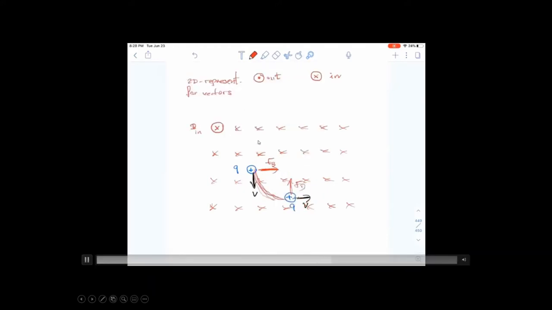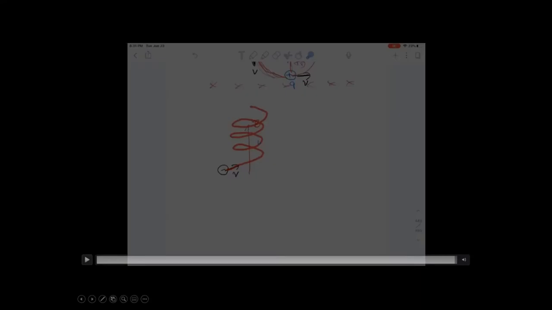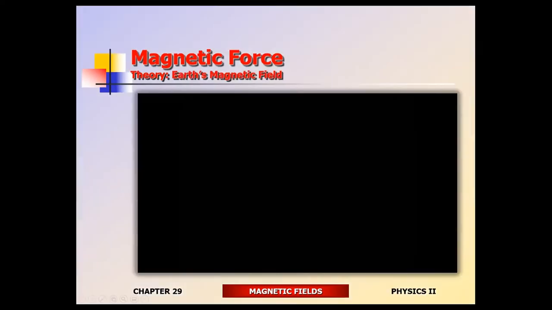So what's going to happen is it's going to cause the charged particle to become deflected into a circular motion. All right, because the force is at right angles to the motion itself, it causes circular motion. Which means that the charged particles going across the magnetic field will get wrapped around the magnetic field. They will experience a force that's 90 degrees to their motion.